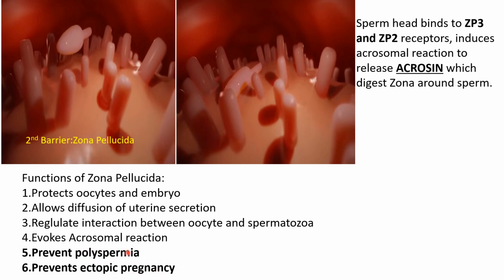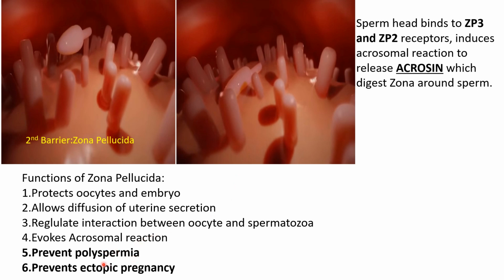So how does it prevent polyspermia? It will allow the entry of only one sperm head to bind with it. Once a single sperm head binds with it and enters into the perivitelline space, then the ZP2 and ZP3 receptors over which the sperm head has bound will get hydrolyzed so that no other sperm can bind with it. So it will allow entry of only one sperm into the ova, and thus it prevents polyspermia.